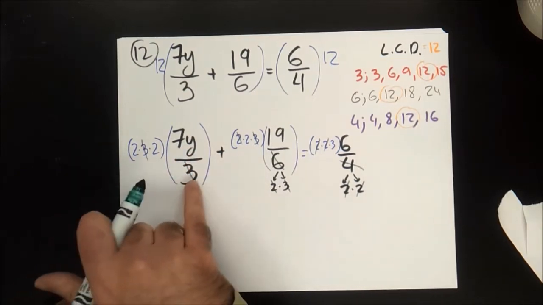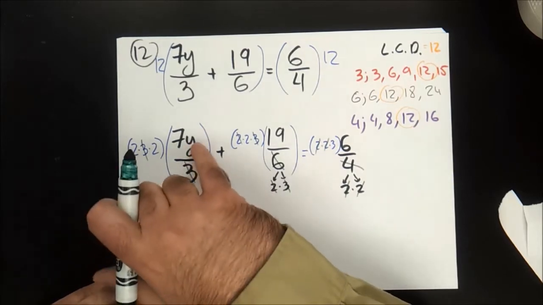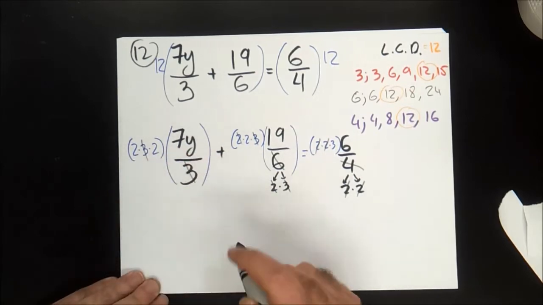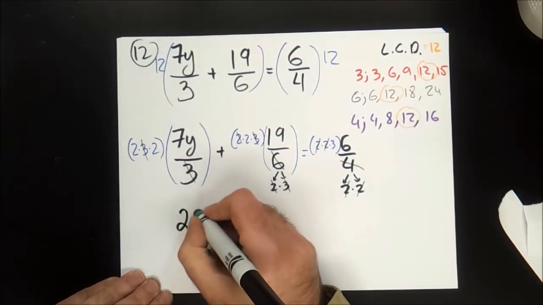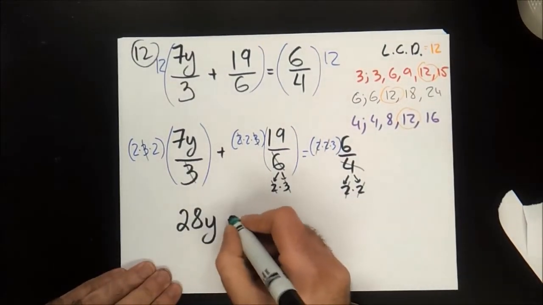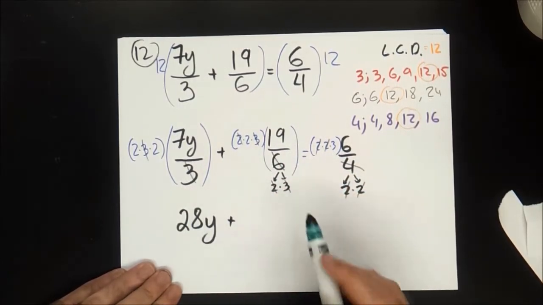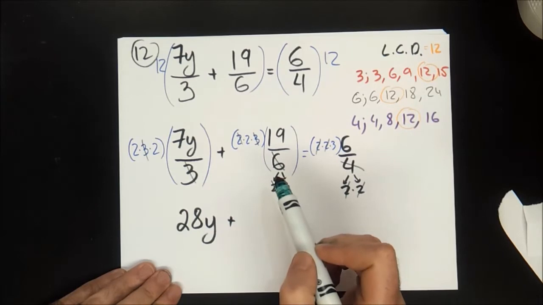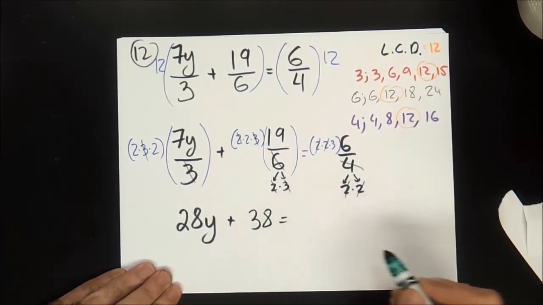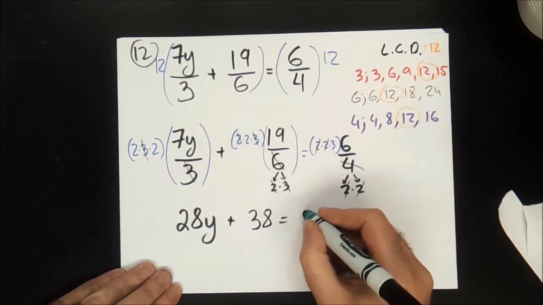Over here I have nothing in the denominator, just as I planned, because that was my initial plan to get rid of the denominators. 7y times 2 times 2. 2 times 2 is 4. 4 times 7y is going to give us 28y, because 4 times 7 is 28. Here, again, I don't have the denominator as planned. I have 2 times 19, which is going to give us 38. All of that equals 3 times 6, which is 18.